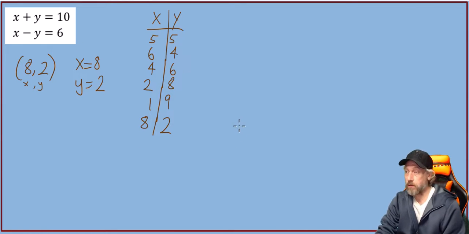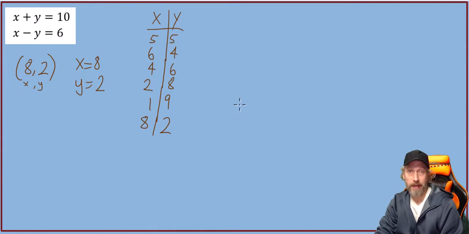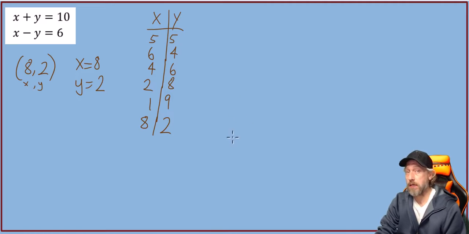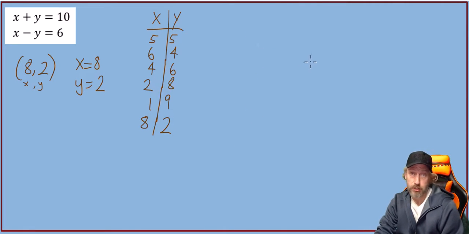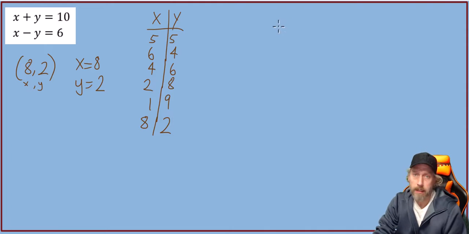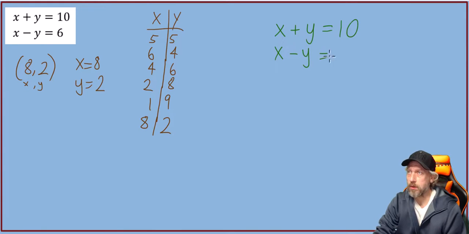So we have several approaches. We can solve by graphing, we can solve by substitution, and now we have this method, solve by elimination or solve by addition. And here's how it looks with this example. I'll just rewrite x plus y equals 10, and the second equation, x minus y equals 6.